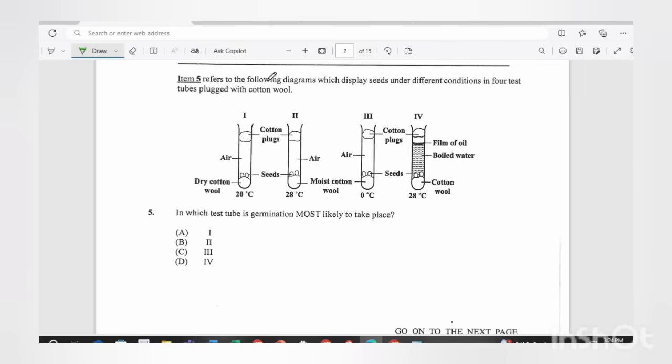Item 5 refers to the following diagrams which display seeds under different conditions in 4 test tubes plugged with cotton wool. In which test tube is germination most likely to take place? The answer there is test tube 2, which is B, and this is because in test tube 2 we have air, moisture, and a suitable temperature.